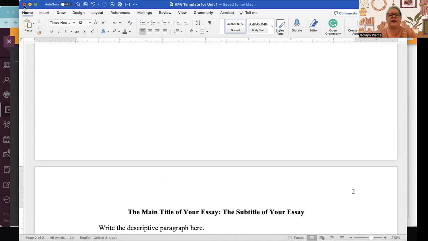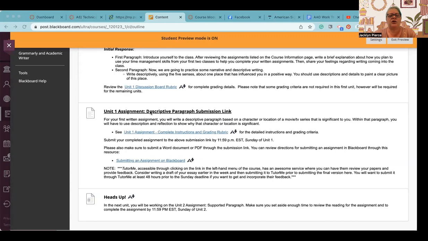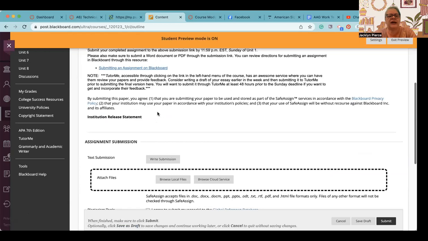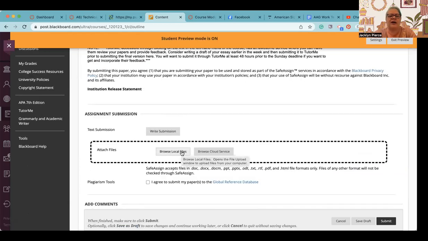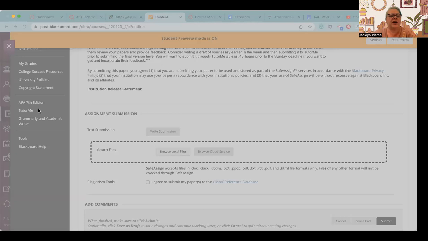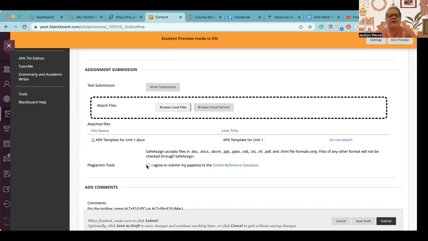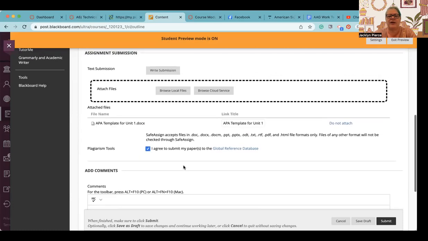Once you have completed that, let me go ahead and click out of it, and you're ready to submit it. You're going to click on the link. And you're going to scroll down to where it says browse local files. You are not ever going to click this button. I wish I could make it go away. Unfortunately, I cannot. We're going to browse local files, and this is the one that I just did. So I just double clicked it. You could also click and hit choose or whatever the thing is there. And then you also will need to click this button. I agree to submit my paper to the global reference database.